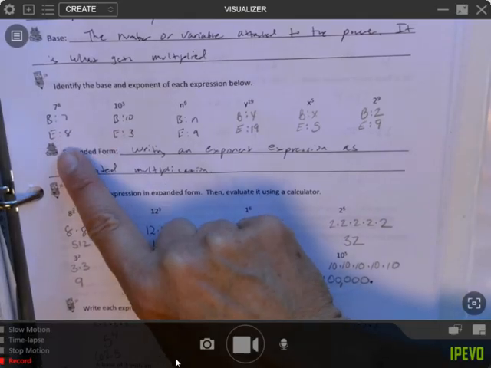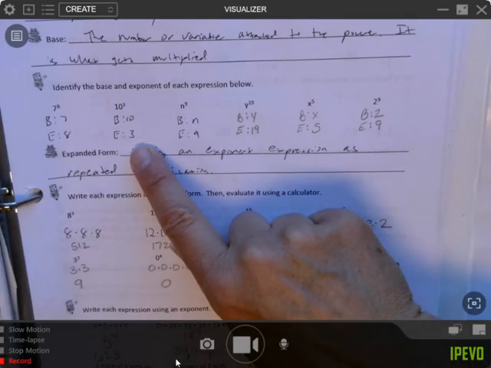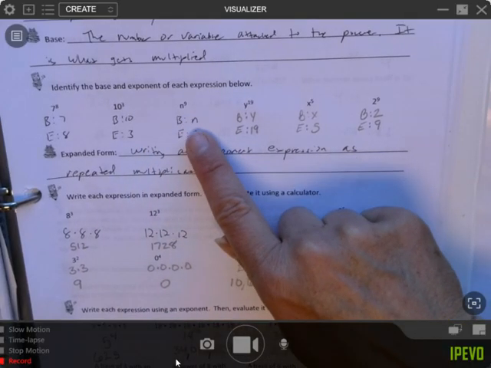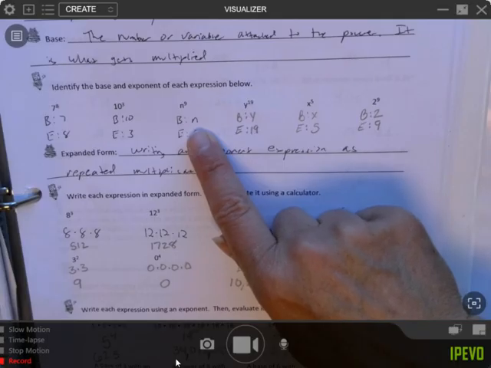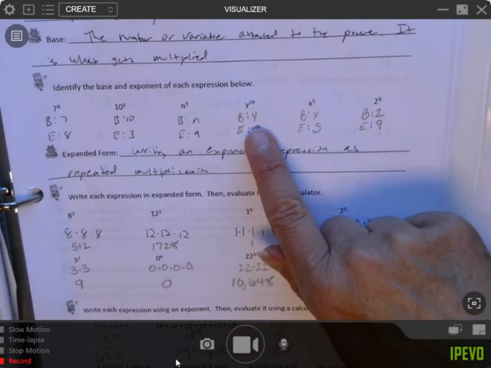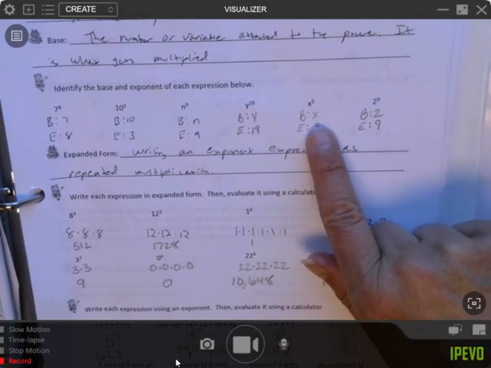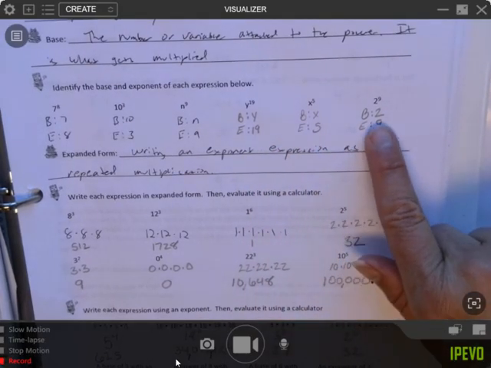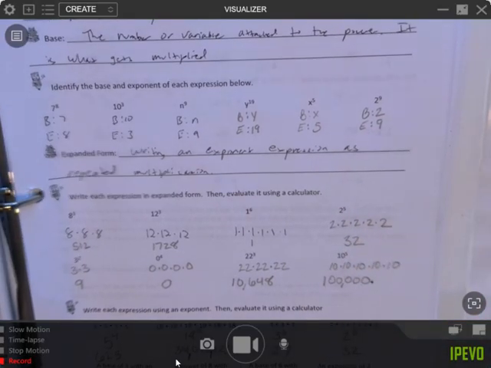So our base is 7, exponent is 8. Base is 10, exponent is 3. The base is n. Sometimes it's that variable. We don't know what the number is yet. So if we don't have a number, we put the letter variable that's listed. Exponent is 9, base is y. Exponent is 19, base is x. Exponent is 5, the base is 2. Exponent is 9. Any questions on those?